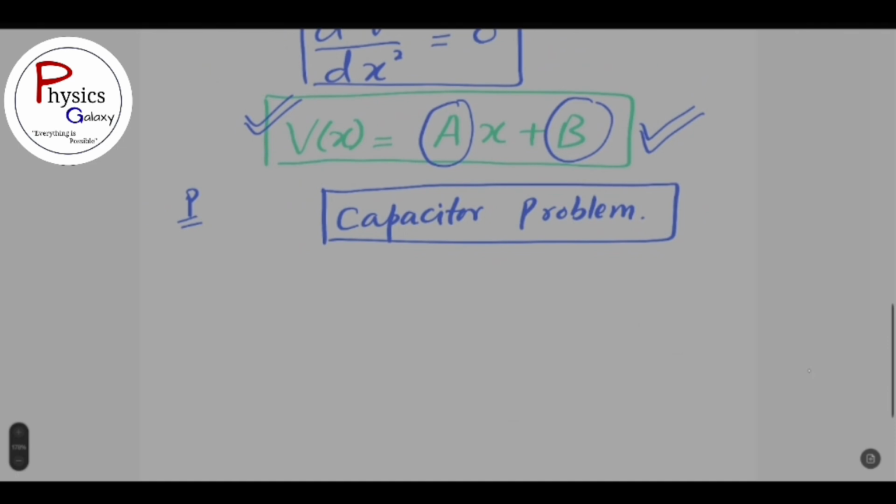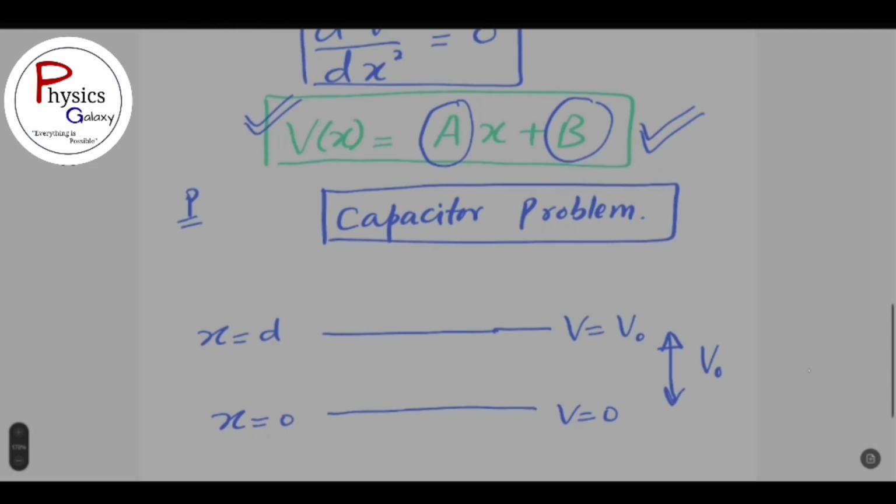Now, suppose I have two infinitely long parallel plates. Suppose this one is at x equals 0, and this one is at x equals d. This one is at potential 0, and this one is at potential V naught. The potential difference between these two plates is V naught, and this is my x-axis.